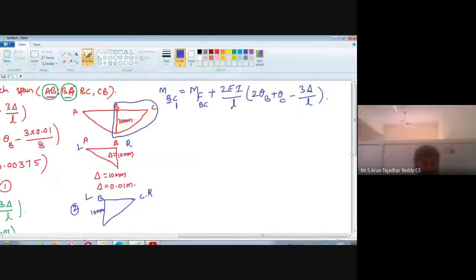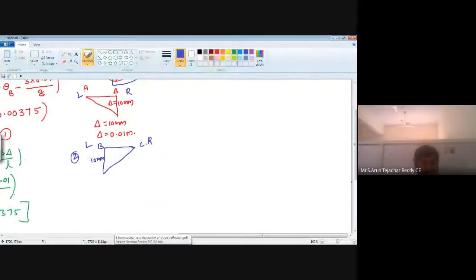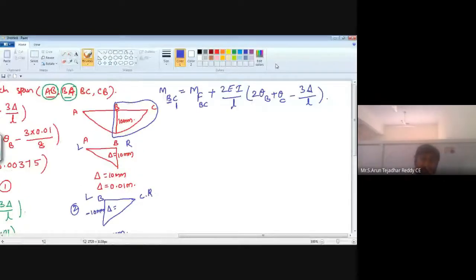That is here minus 10 mm. So delta is minus 10 mm. It means convert into meters. Then it is minus 0.01 meter. Now this value substitute in place of delta for BC as well as CB.